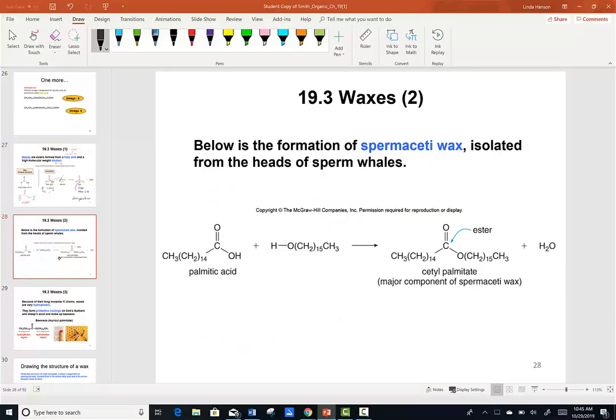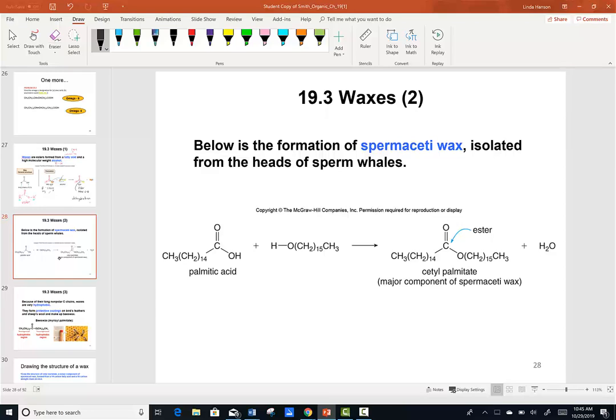Let's look at a very specific example and emphasize the mechanism again. Below we see a formation of spermaceti wax, isolated from the heads of sperm whales. We may know that harvesting whales has now been outlawed, but the blubber from whales is very desirable in some markets, especially in China and other Asian countries.